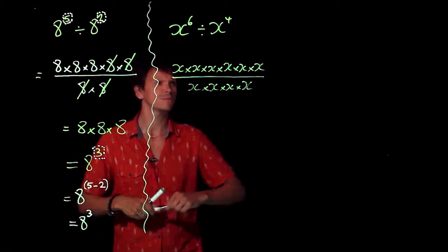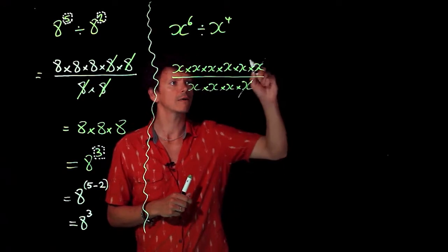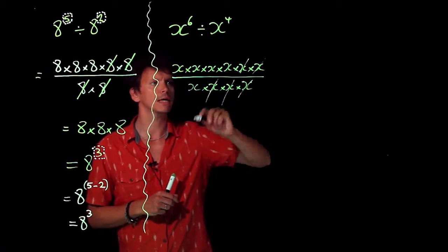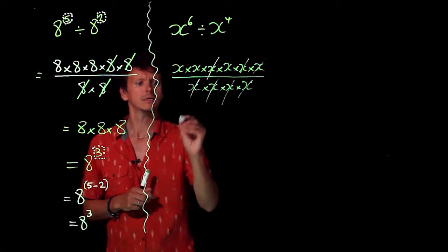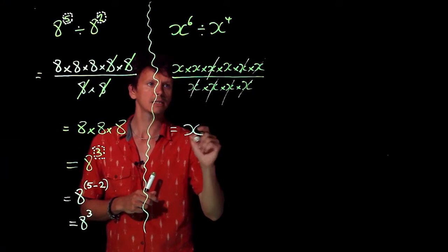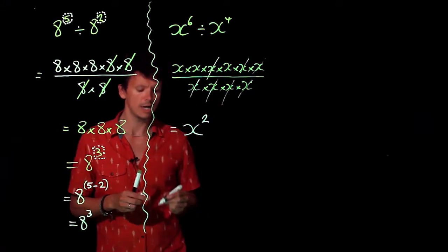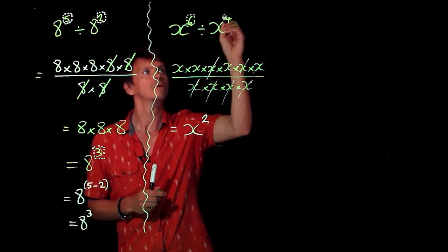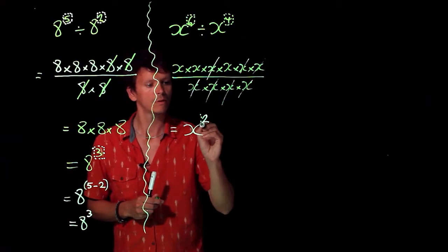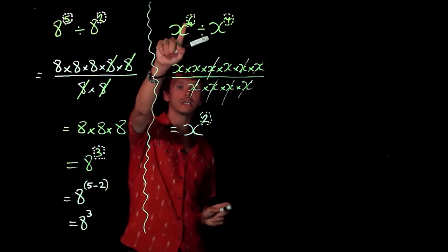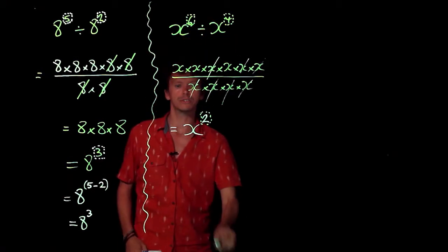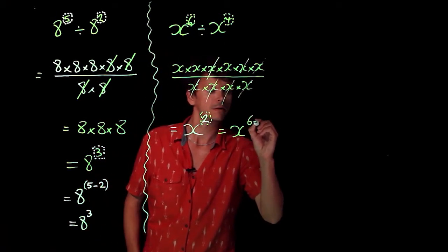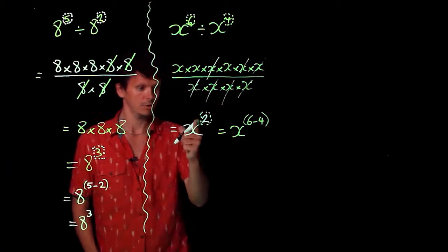So once again, we're going to cancel our x's. If we have one in the numerator and the denominator, we can cancel them like this. So actually, we're just left with x times x, which is x squared. And notice again, what we've actually done is we've subtracted the powers. So we've ended up with x to the power of 6 minus 4, which is x squared.